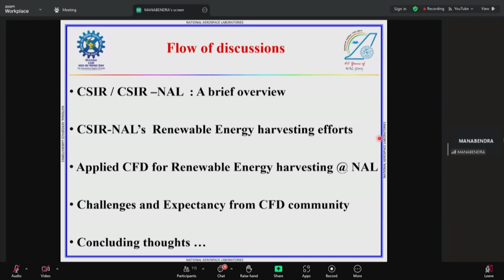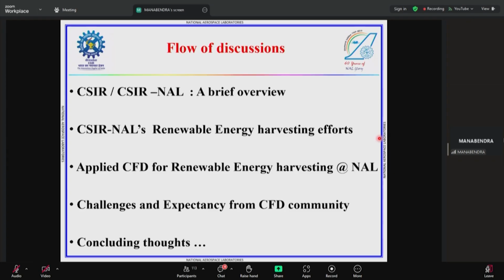We'll just quickly go through the overview of the Council of Scientific and Industrial Research, CSIR, and then quickly go through NAL, and then have a bird's eye view of the renewable energy harvesting efforts that were put in NAL, and then a glimpse of some of the works that we did using CFD to help in our renewable energy programs at CSIR and NAL. And then finally, we come to the last portion wherein we will try to discuss some challenges and what is expected from the CFD community, the FOSSEE community.